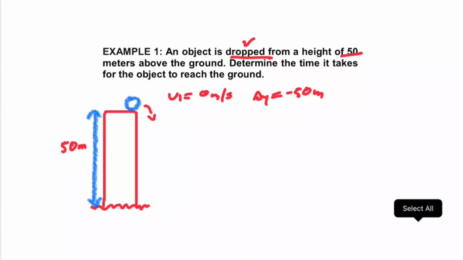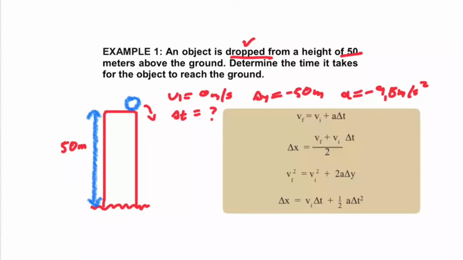So I have Vi, I have delta y. Another variable I have is the acceleration. The acceleration is always 9.8 meters per second squared downwards. As I'm taking up as positive, my acceleration will have a minus sign to show that it is going in the opposite direction: minus 9.8 meters per second squared. What am I looking for? I'm looking for the time it takes to reach the ground. So these are the four variables I have. Which equation can I use when I have these four variables?